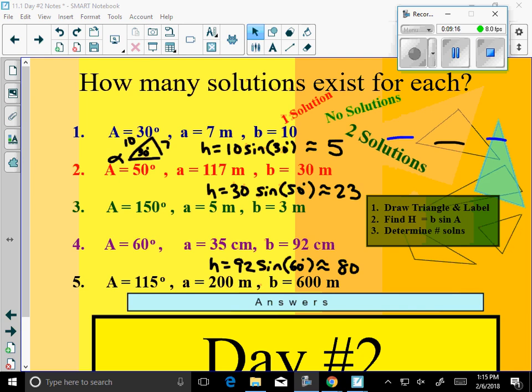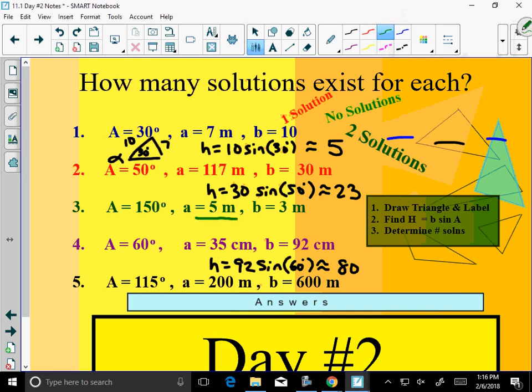All right, so as I look at these problems, the first thing I do is see if the angle given is acute or obtuse. If it's an acute angle, then I find the height. If it's an obtuse angle, I don't find the height because I don't care. With an obtuse angle, if the side across is greater than the side next to the angle, how many triangles exist? One. Right, so one triangle here.